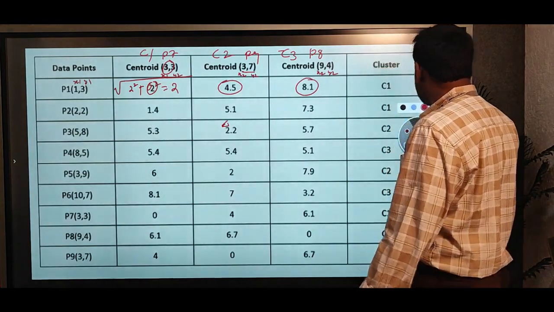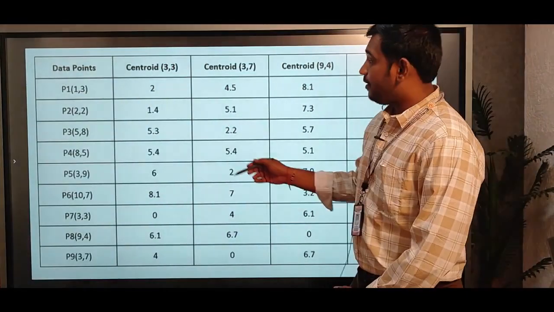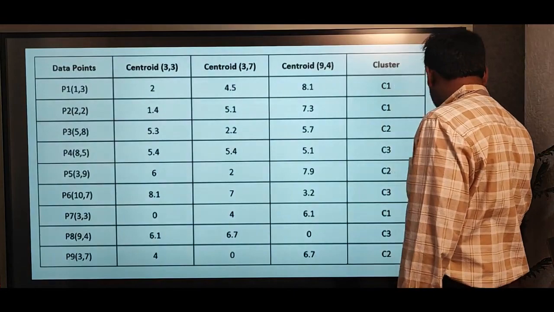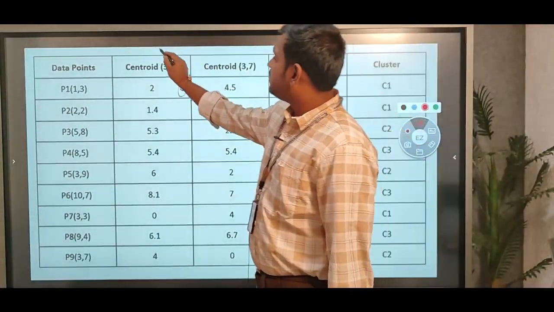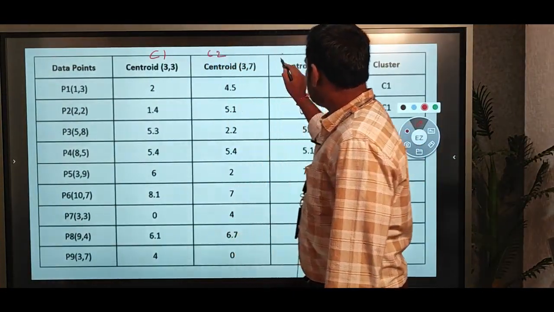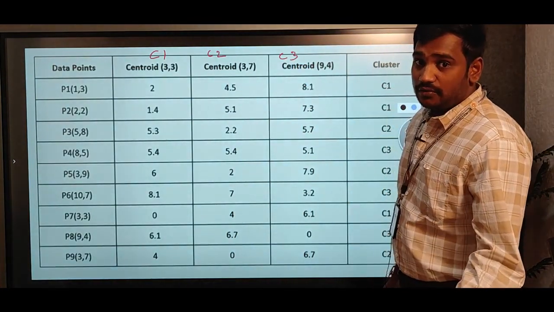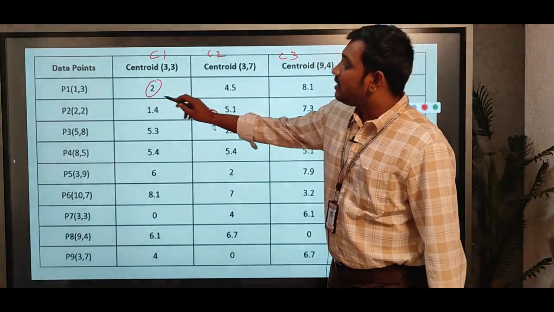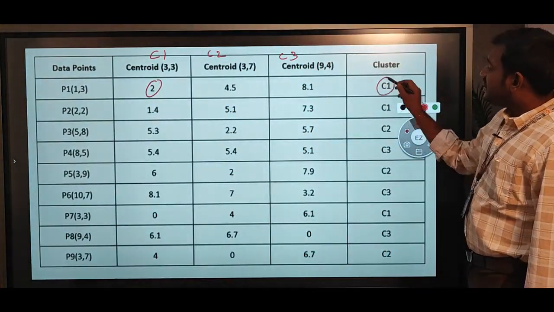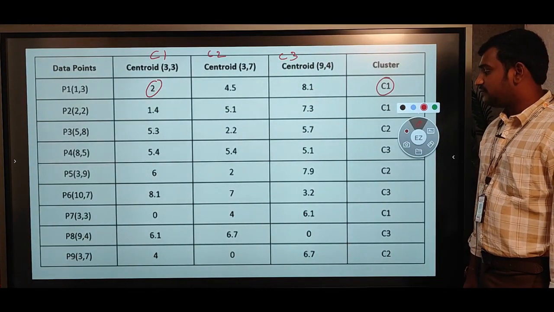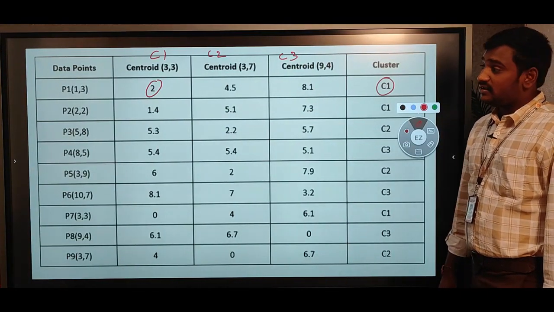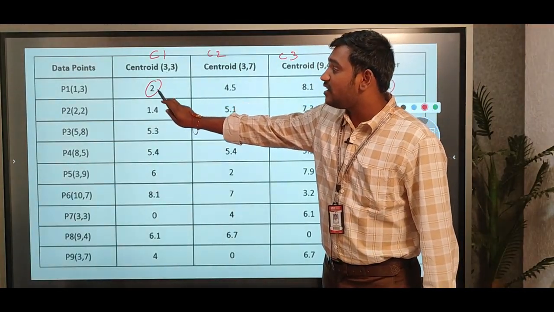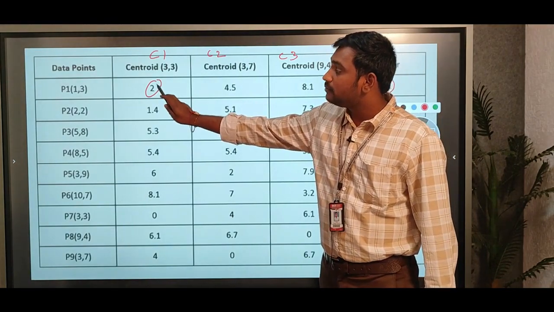What is the nearest value? What I am telling you is, this is C1, this is C2, this is C3. What is the least value? Least means nearest, right? So that's why 2. So this P1 is assigned to C1, cluster 1 initially. I hope you understand, right? So you have to pick the least value after calculating the Euclidean distance from each data set. You have to pick the least value.